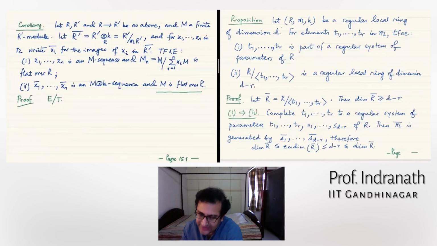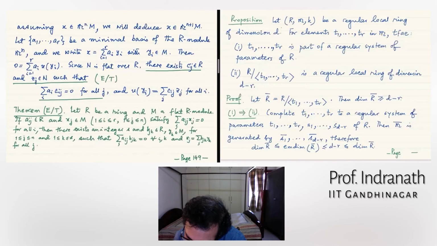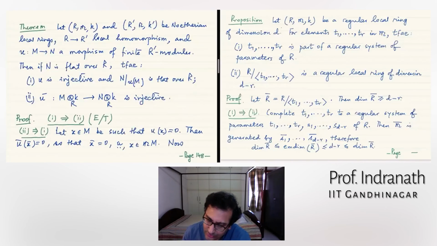So this is what we will be using, essentially, that whenever you have an M sequence, and if you go modulo this, now you can understand the purpose behind that construction. Then this is also flat. Let me take you to the main theorem first. Here you are. We showed that if you have Noetherian local rings with local homomorphism, and a morphism of finite R' modules, where N is flat over R, then the following two are equivalent: U is injective, and N mod UM is flat over R and U bar is injective.